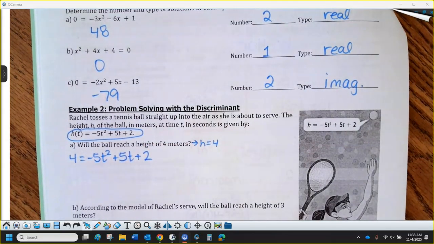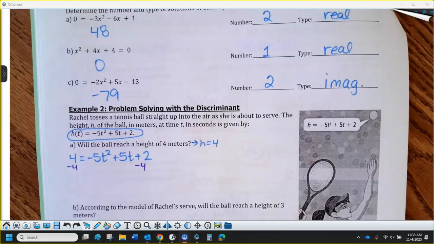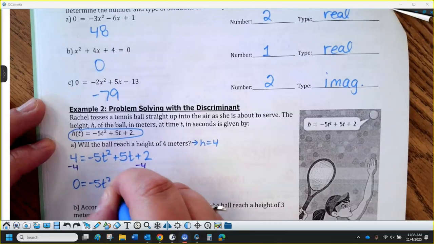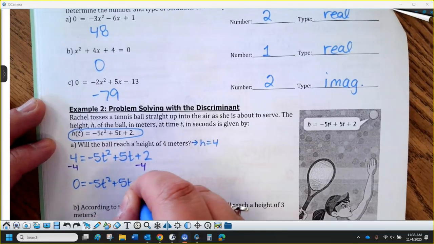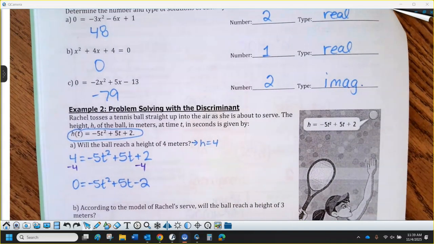Now, I'm going to use the discriminant, and I'll show you how in a second to answer this question. But before I do that, you just have to set it equal to 0 real quick. So I'm just going to do one quick step. I need to move that 4 that I plugged in for the height before we talk about our a, b, and c values. So we'd get -5t squared plus 5t and then -2. Okay, now, just in general, if it's just like a yes or no, is this going to happen?